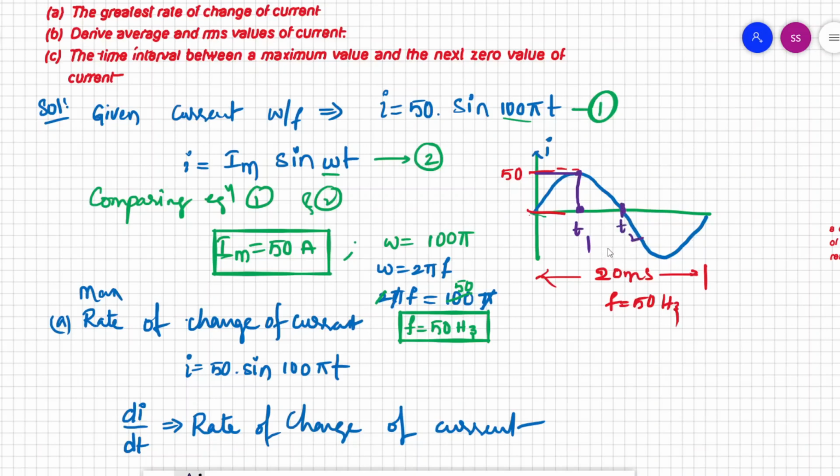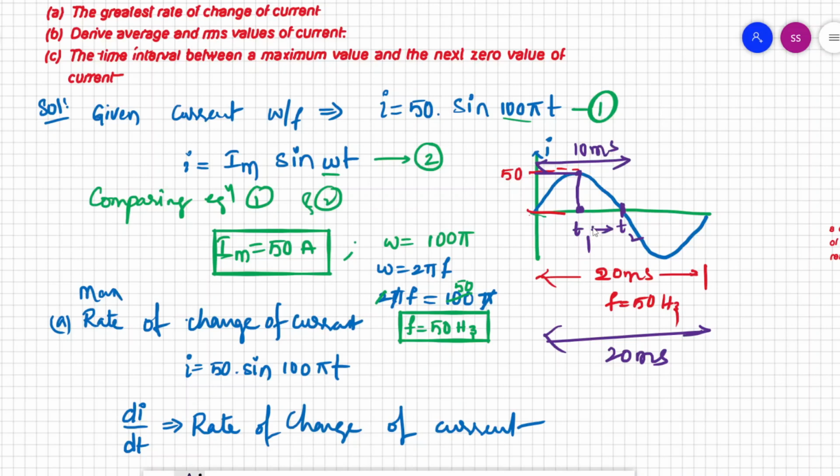So what is this time interval is the question. What is the total time period? That is 20 milliseconds. For one full cycle it is 20 milliseconds. For one half cycle, up to this point, that is 10 milliseconds. And what are this t1 and t2?